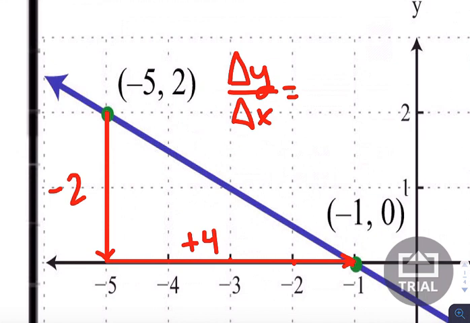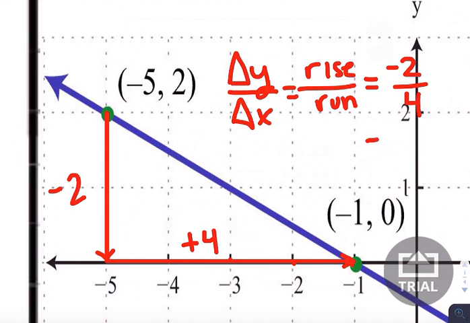And so overall, if we're trying to calculate this rise over run as a ratio, in other words, as a fraction, we're going to have -2 over 4. Now this can be reduced because as a fraction they're both even in the top and the bottom.